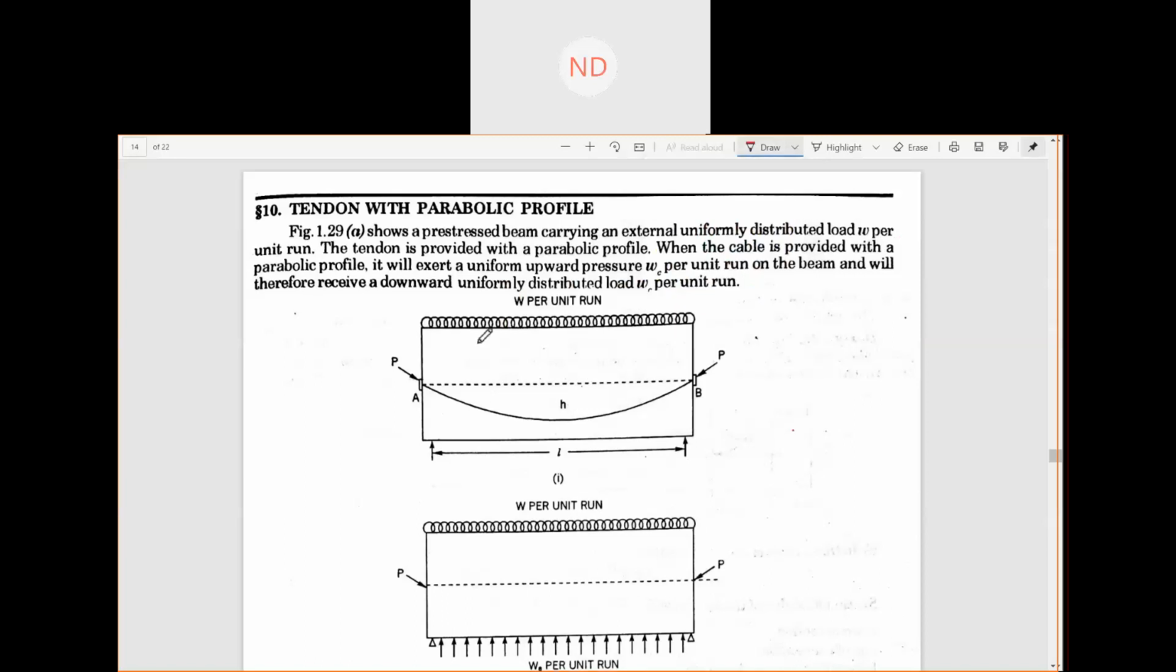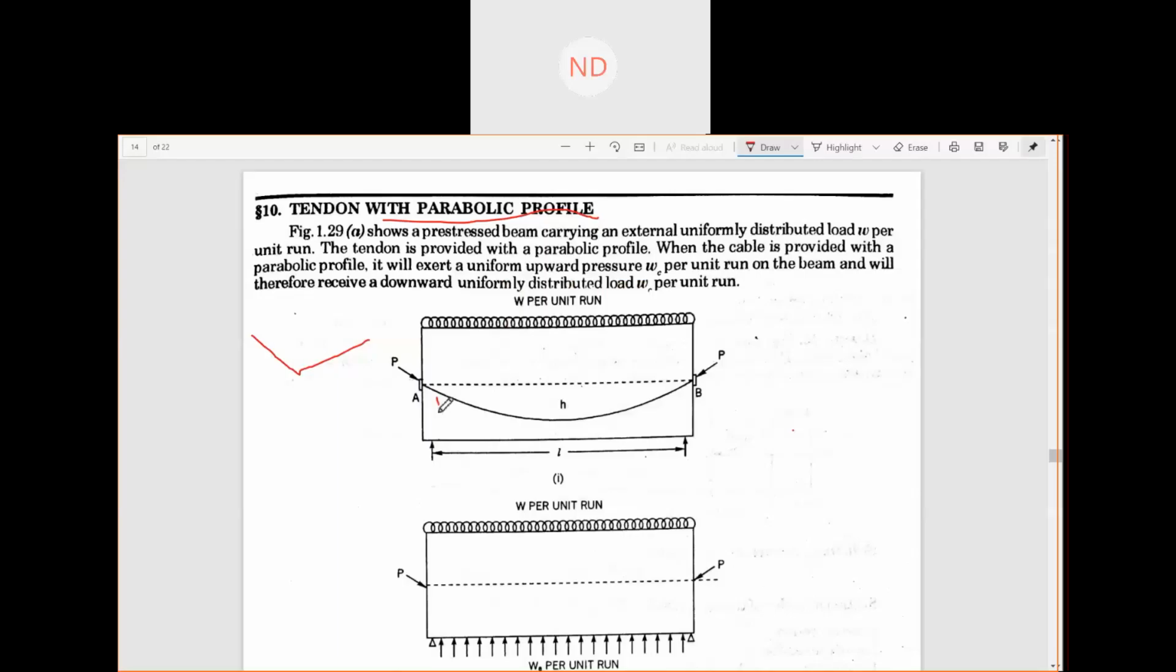So today we'll talk about the tendons with parabolic profile. In the previous classes, we had gone through the tendons with a triangular profile. But now we have to see that there can be tendons with a parabolic profile, which will give upward forces, an upward thrust per unit run.